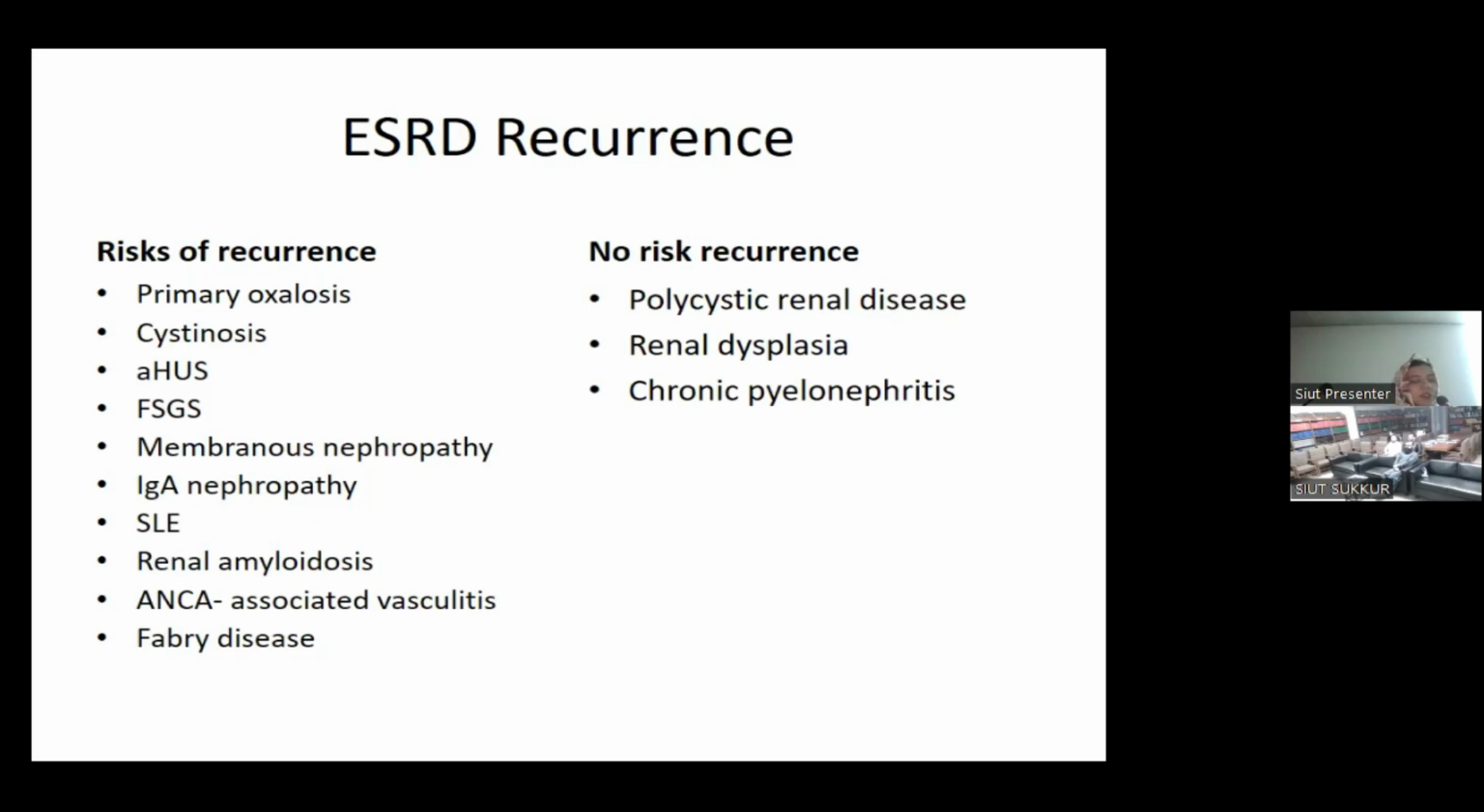There are some causes of end-stage renal disease in which there is a risk of recurrence in the graft kidney as well. Primary hyperoxaluria, as I have told before, in which case we can combine renal transplantation with liver transplantation. Cystinosis, atypical hemolytic uremic syndrome, focal segmental glomerulosclerosis, membranous nephropathy, IgA nephropathy, systemic lupus erythematosus, renal amyloidosis, ANCA-associated vasculitis and Fabry disease. In these cases, there's always the chance of recurrence after the transplantation has been done. Whereas there are also some diseases in which there is very little or no risk of recurrence, for example polycystic renal disease, renal dysplasia, and chronic pyelonephritis.